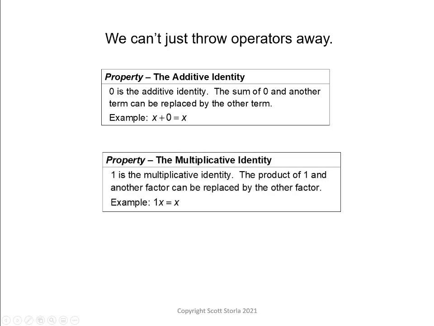There's another property, the multiplicative identity, which is the number 1. And the product of one and another factor can be replaced by the other factor. So you'll see here on the left that I do have an operator, and on the right I don't. That is, in a sense, I've lost an operator. But the reason it's working is that I'm allowed to replace this expression by this expression. And the same for the multiplicative identity. I can replace this expression with this expression.